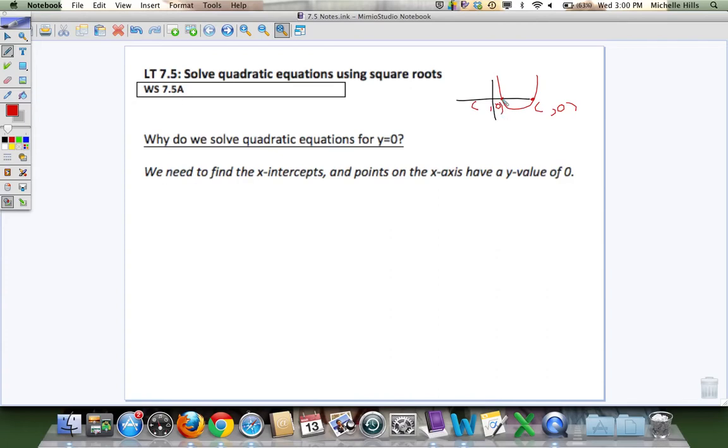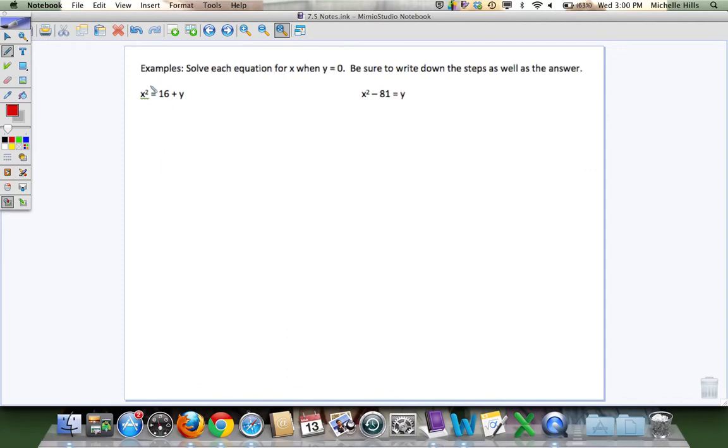Because it's right on the x-axis, it's not above or below it. That's why I replace the y with a 0 to solve for x, because those are the points we're looking for. So the first thing I'm going to do is to replace the y with a 0. Well, think about it. When y is 0, this equation becomes x squared equals 16. Now I want to undo the square on the x, and the only thing on that side is the thing that's being squared. That's important.